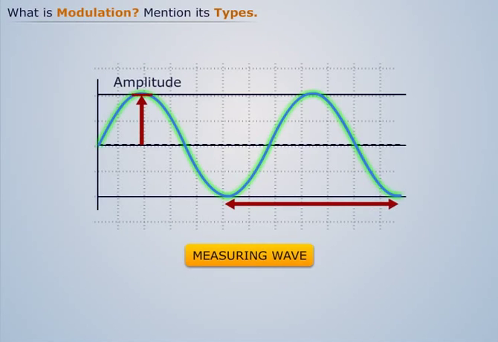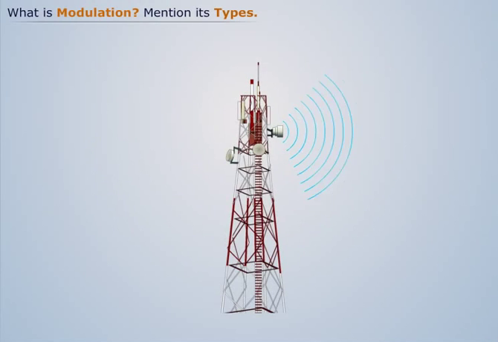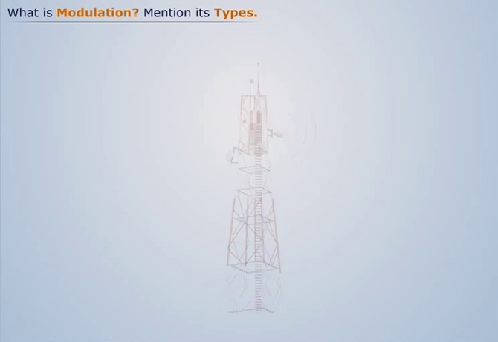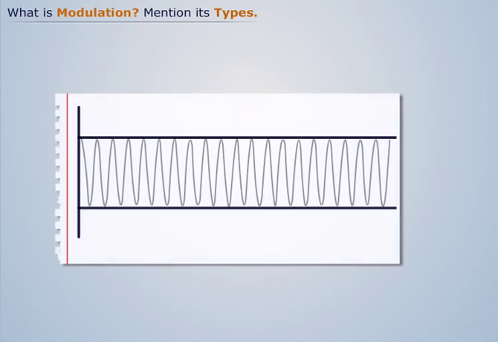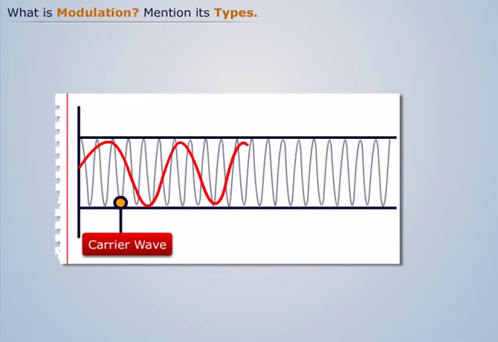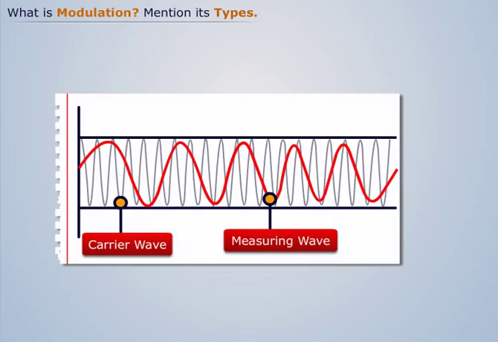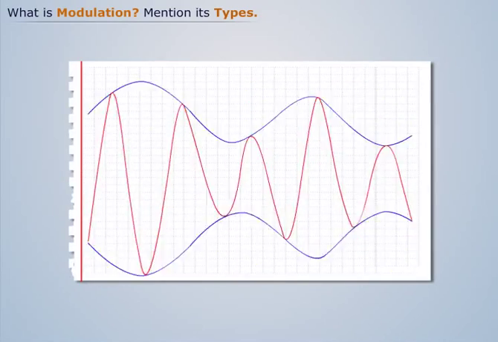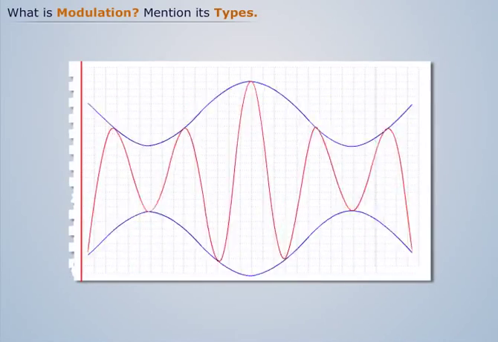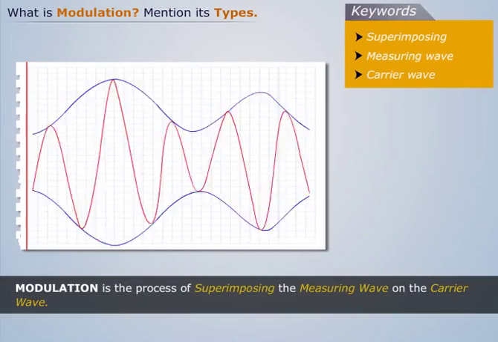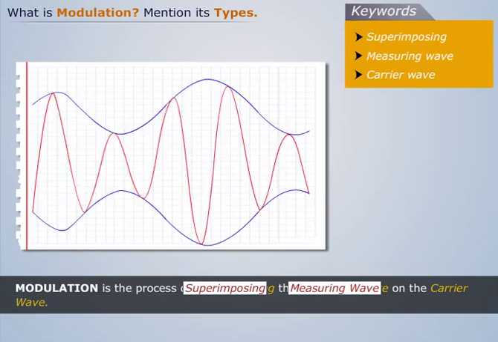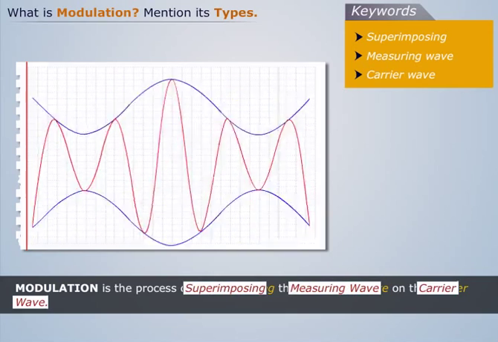For the purpose of electronic distance measurement, electromagnetic waves of shorter wavelength are best suited. But such waves are not suitable for direct transmission through the atmosphere due to interference, reflection, scattering and fading. So to overcome this problem, the measuring wave is superimposed on a carrier wave, and the modulated wave so obtained acts as an envelope. Thus, modulation is the process of superimposing the measuring wave on the carrier wave.